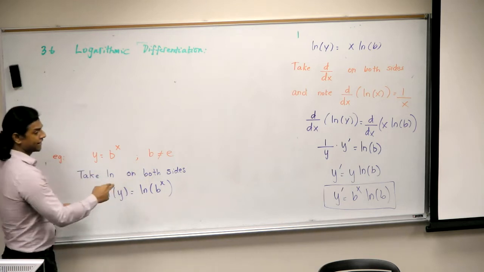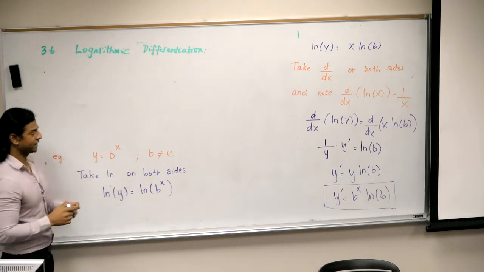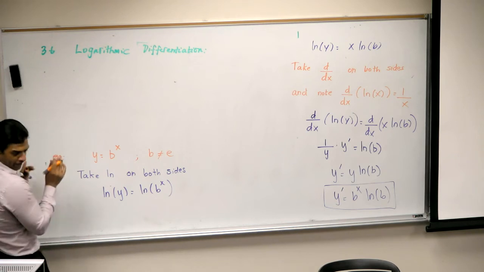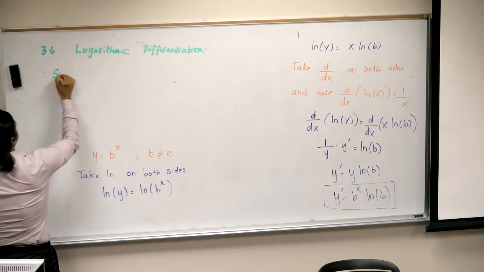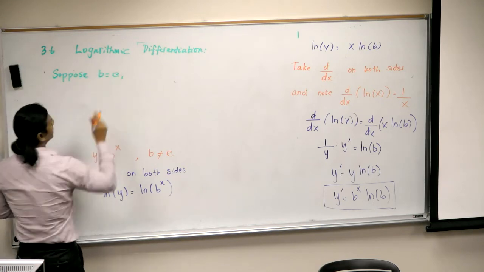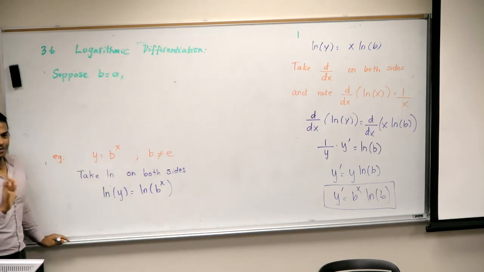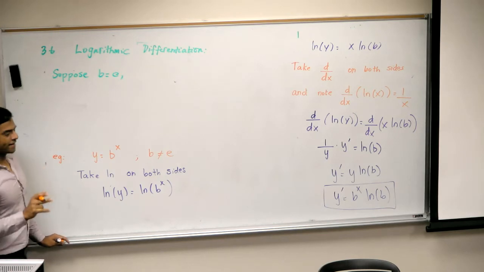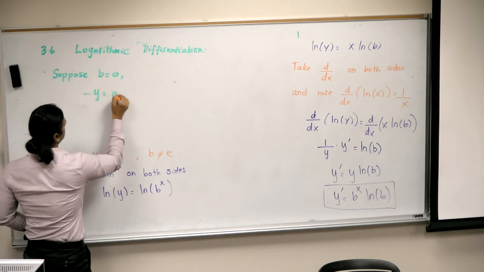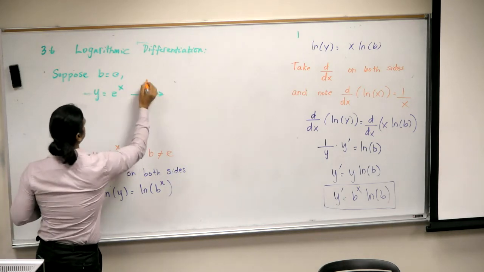When I started here, I said b is not equal to e, but suppose, hypothetically, it's not going to kill us. So suppose b is equal to e. Then we want to find the derivative of y equals e raised to x. Agree?